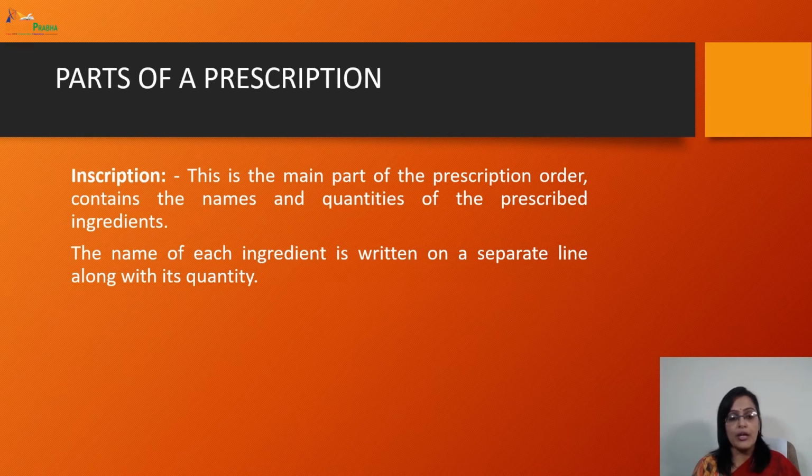Inscription. Okay, inscription, this is the main part of the prescription. It contains the name and the quantity of prescribed ingredients. So the name of each ingredient is written on a separate line along with its quantity. It is divided into a few parts. Let's see what these parts are.